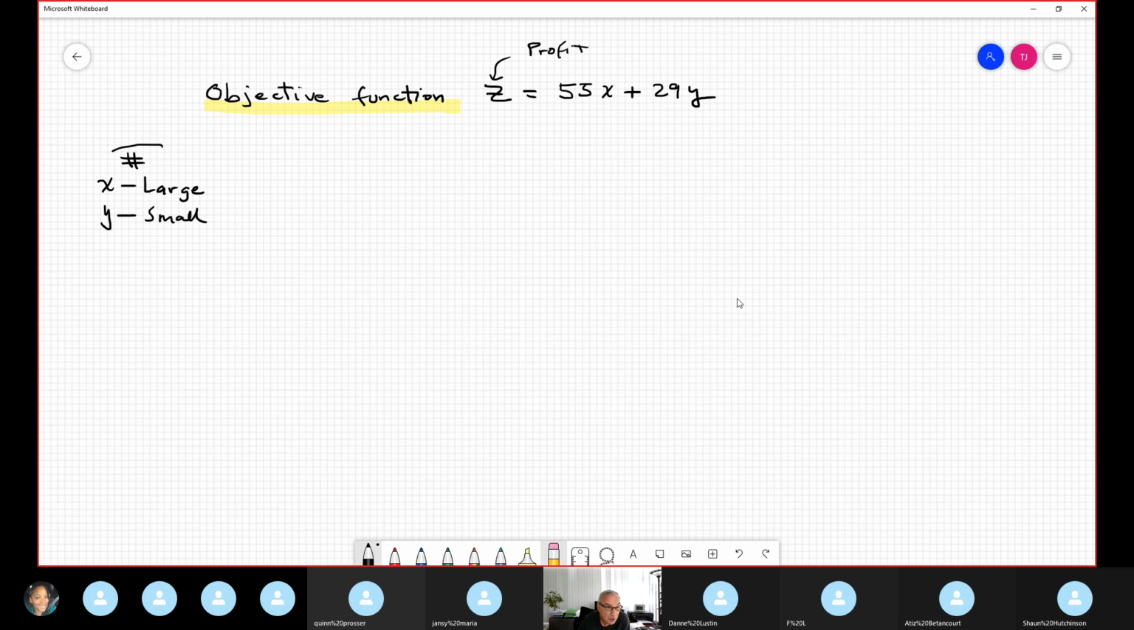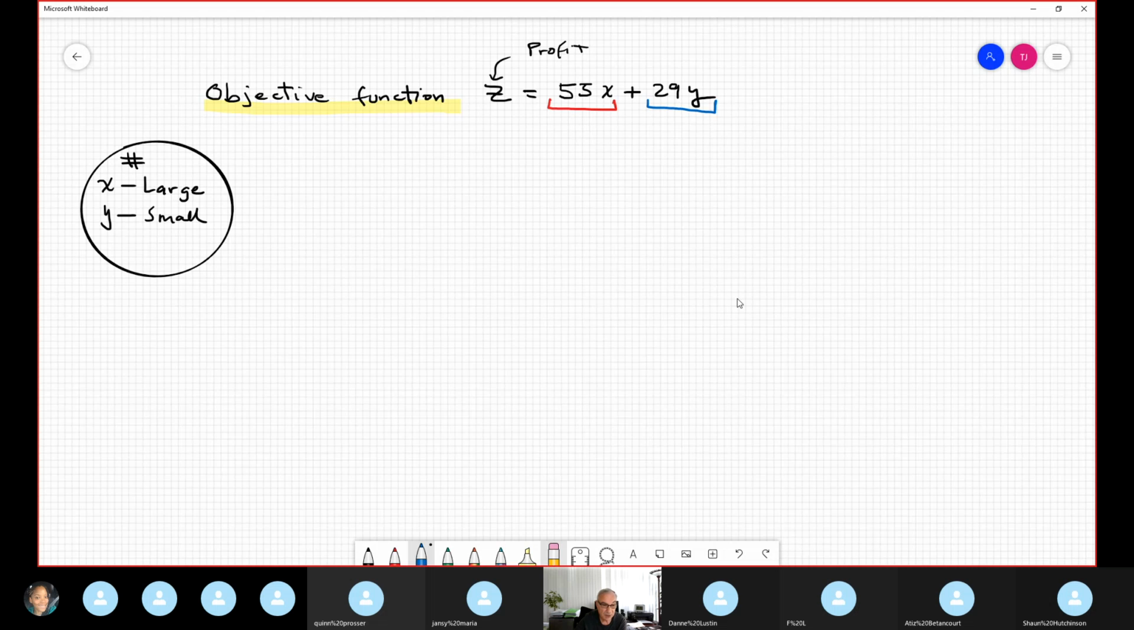And I define here in that corner that X represents the number of large trees and Y the small trees. And so you multiply the number of trees times the profit money, 55. So this expression alone represents the money that you get when you sell X large trees. And this money represents the profit when you sell Y small trees. And this is my objective function.